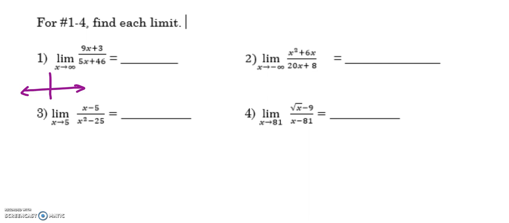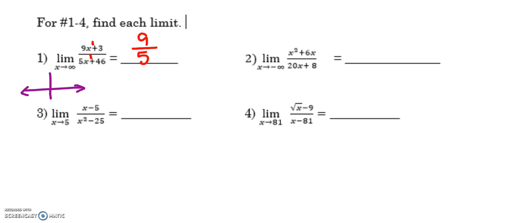And so we want to consider how is my top function compared with my bottom function. And both of these have a degree of 1. So this function would be what we call even in heaviness. They are racing at the same speed, but this one is going 9 times and this one is going 5 times. So the limit is 9/5.